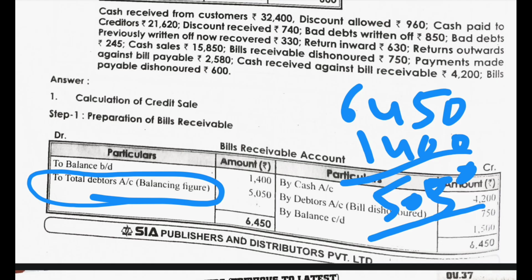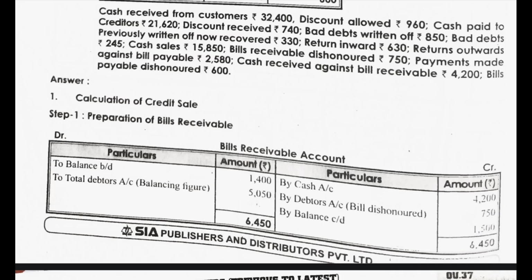First, bills receivable you have to prepare. Given information relating to bills receivable we have taken. So the balance we have to write to total debtors, because bills receivable are related with the debtors. So that's why we are writing to total debtors. It's clear with the bills receivable now.